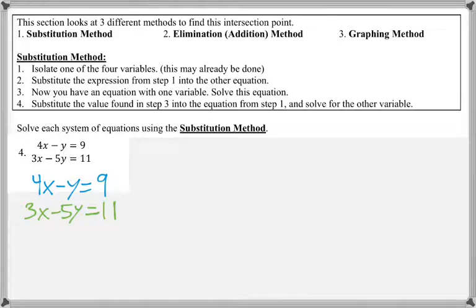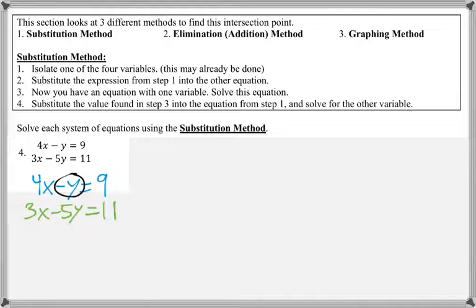On question number 4, we're trying to solve the system of equations by using the substitution method. Now the first step of the substitution method is we need to isolate one of our 4 variables. And I'm going to choose to isolate the top y because the other 3 have numbers in front of them. And if we were to try and isolate for one of those other 3, then we would potentially be creating fractions, and that would be more work.